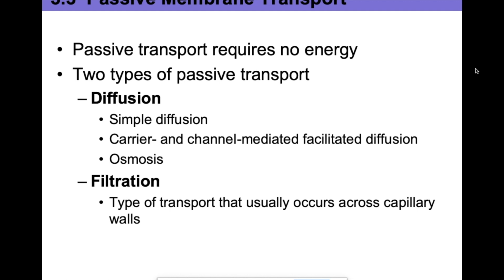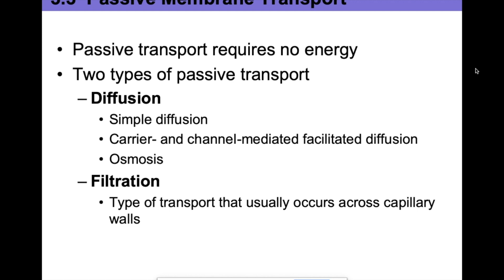Then we have carrier and channel mediated facilitated diffusion, which just means assisted diffusion. This is simple diffusion occurring with the assistance of some sort of transmembrane protein, typically a carrier protein or a channel protein. There's no ATP required here, but there is a helper that needs to be there, and that's why it is called facilitated, which literally means aided or helped diffusion. It's just passive diffusion that occurs through one of these specific proteins.